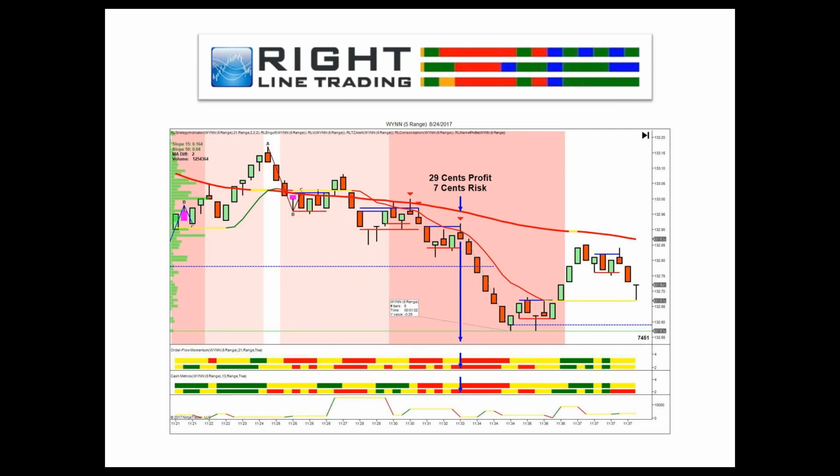This is Wynn Resorts. Now, you can make a lot of money trading low beta stocks like Wynn Resorts, Expedia, Delta Airlines, Bank of America. There's a whole host of them that I like to trade. The risk is extremely low. Now, your reward is still going to be 3 or 4 to 1, and if you get multiple entries, it really starts to add up.